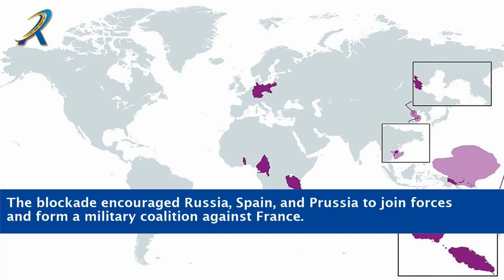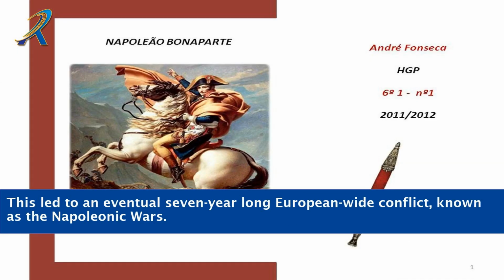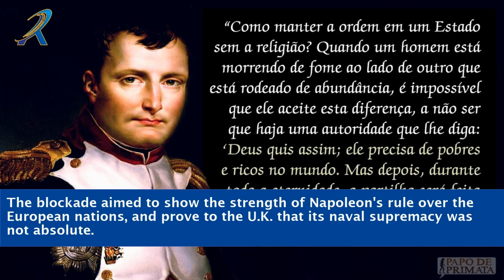The blockade encouraged Russia, Spain, and Prussia to join forces and form a military coalition against France. This led to an eventual 7-year-long European-wide conflict, known as the Napoleonic Wars. The blockade aimed to show the strength of Napoleon's rule over the European nations, and prove to the UK that its naval supremacy was not absolute.